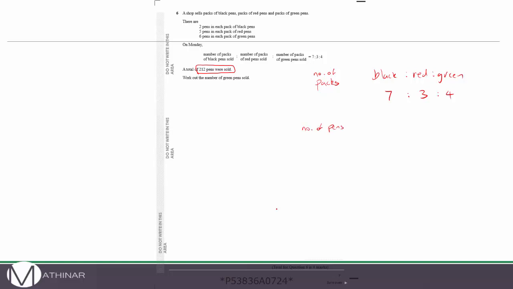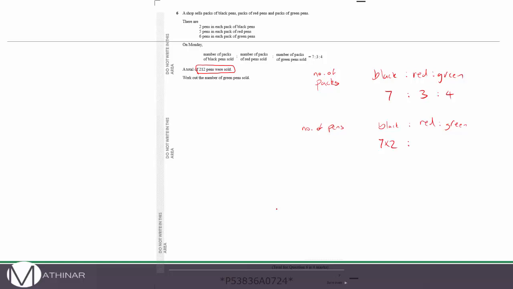And the way we do this is, if you look at black, there were 7, the ratio of black pens is 7 black packs, but in each pack of black pens there are 2. So to find the number of pens, so if we're finding the ratio of black to red to green in the number of pens, we need to do 7 times 2, because each black pack contains 2 pens.